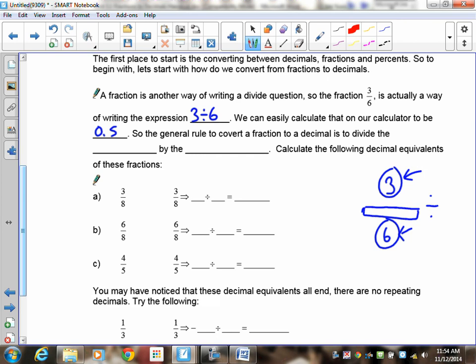So the general rule to convert a fraction to a decimal is to divide the numerator, which is the top, by the denominator, which is the bottom.